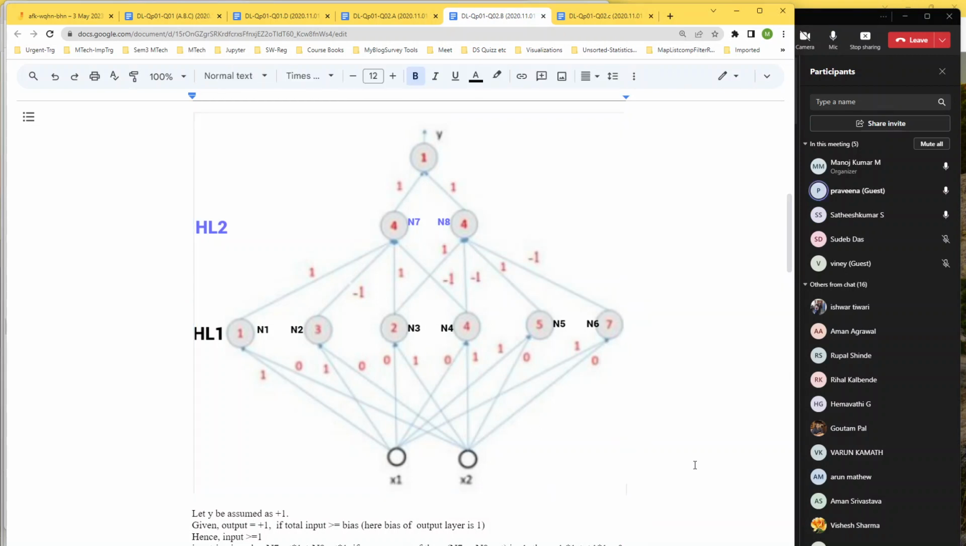You got that? Yeah, now it makes sense. Okay, so the hidden layers will not take any value. Only x1 and x2 can take any value.